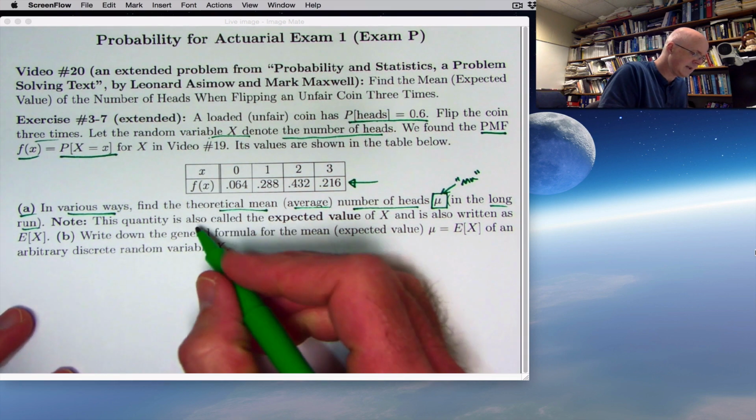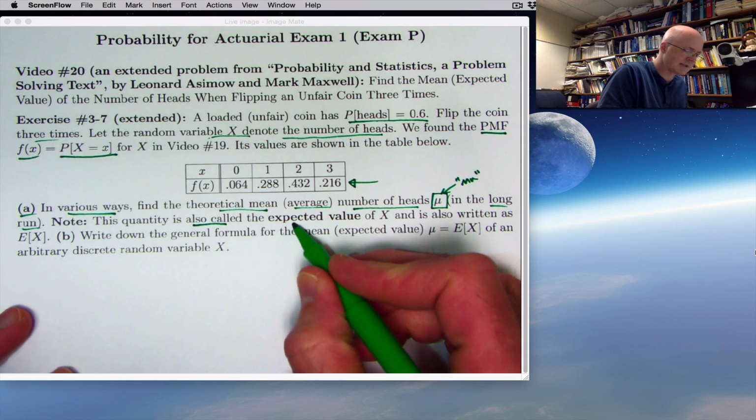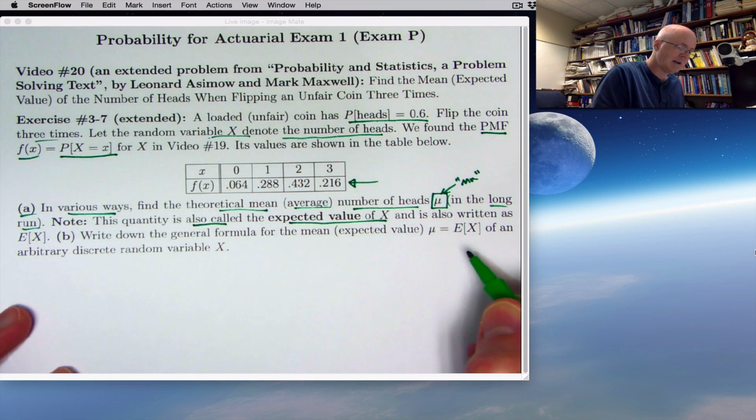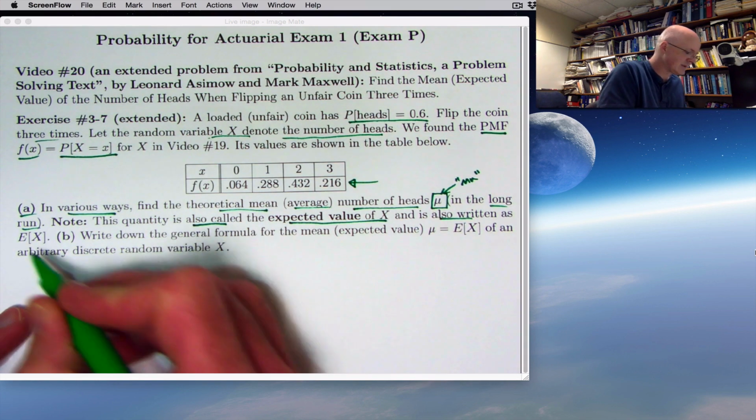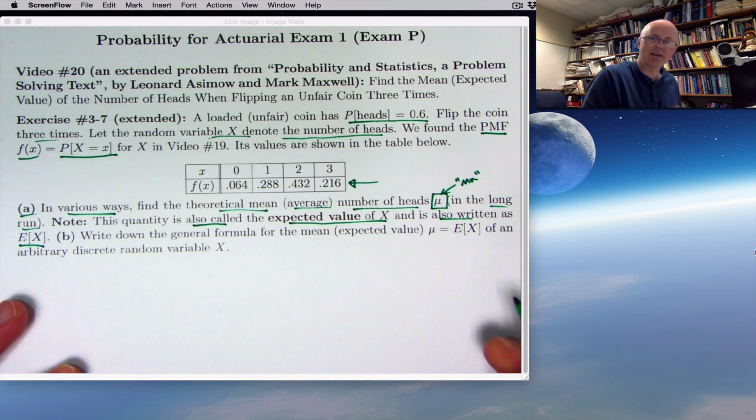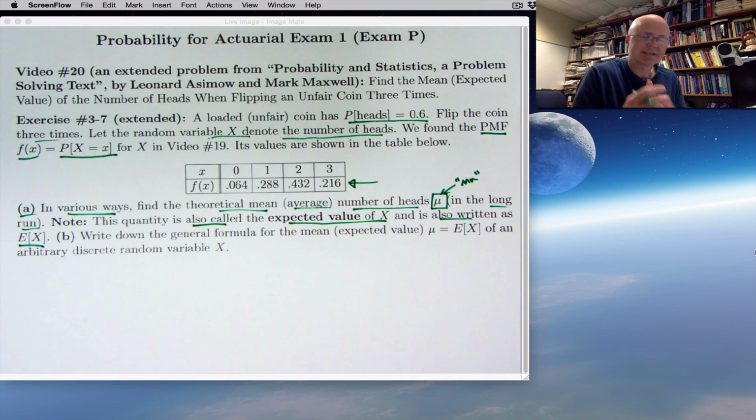Note this quantity has a different name. It's also called the expected value of X. And it also has a different symbol. It's also written E of X. Okay? This is really important. You're going to see these symbols and this terminology over and over and over again as you continue studying probability.